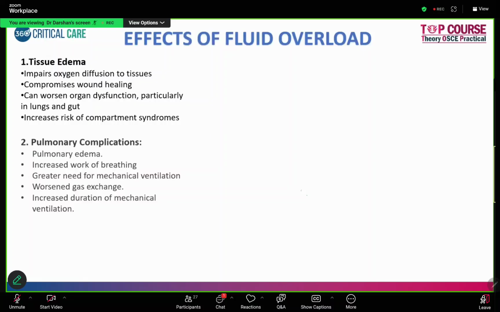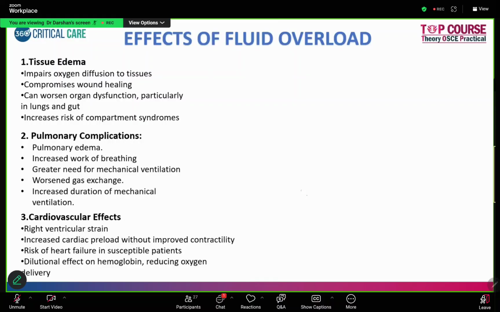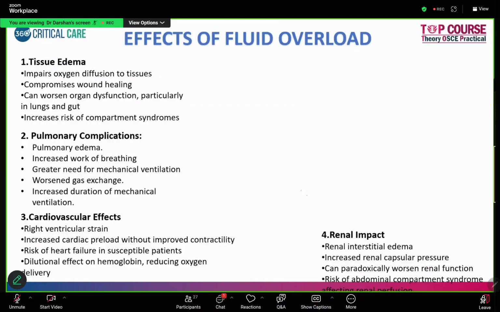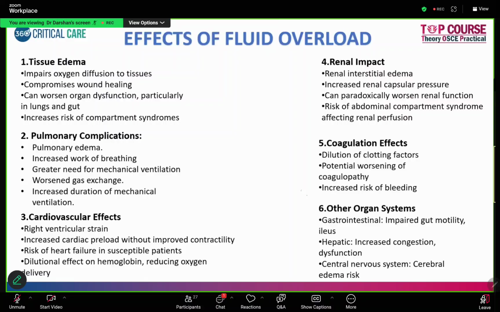So why do we have to do this? Why do we have to maintain euvolemia and avoid overzealous fluid resuscitation? That is because there are adverse effects of fluid overload. What are they? Tissue edema, pulmonary complications, cardiovascular effects, renal impact, coagulation defects, and gastrointestinal, hepatic and cerebral edema also. So these are the complications of overzealous fluid therapy.